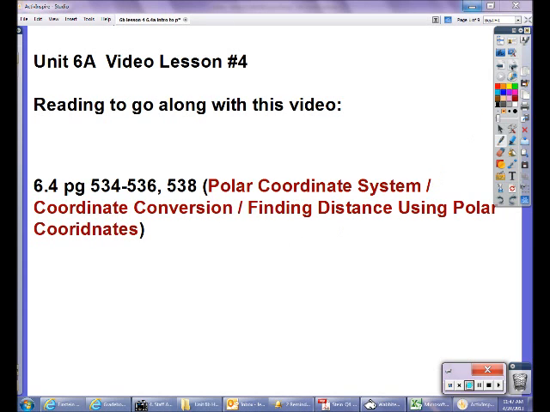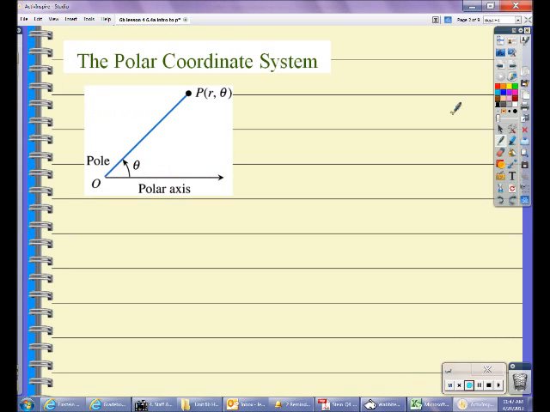So what is the polar coordinate system? Well, you're used to a system where you have x, y. This is called the rectangular coordinate system, because it's essentially rectangular. It's all about right angles. You're going right some and then up some to get to a point.